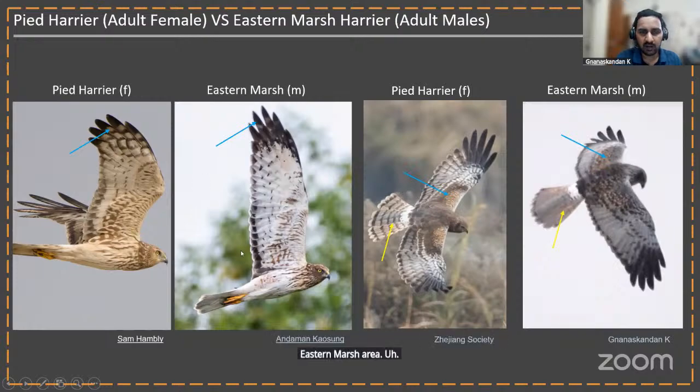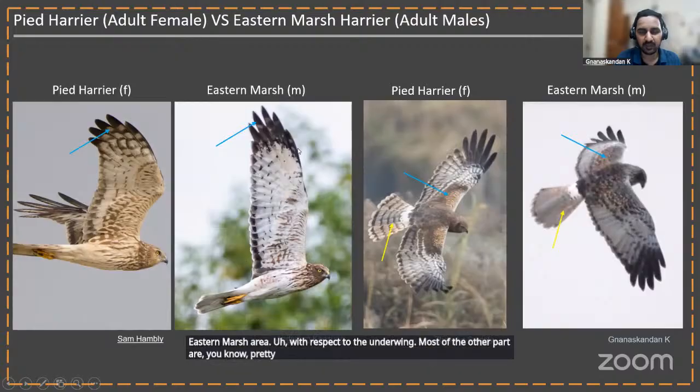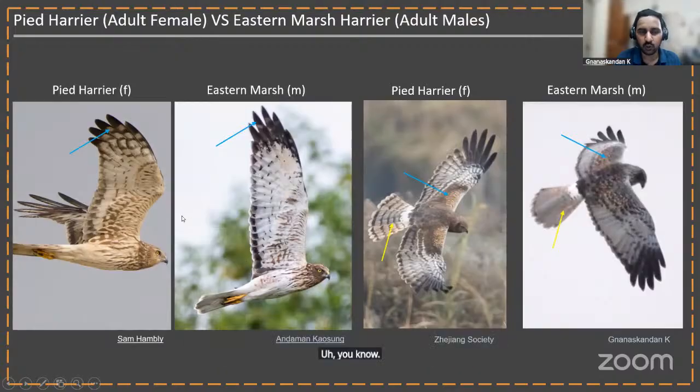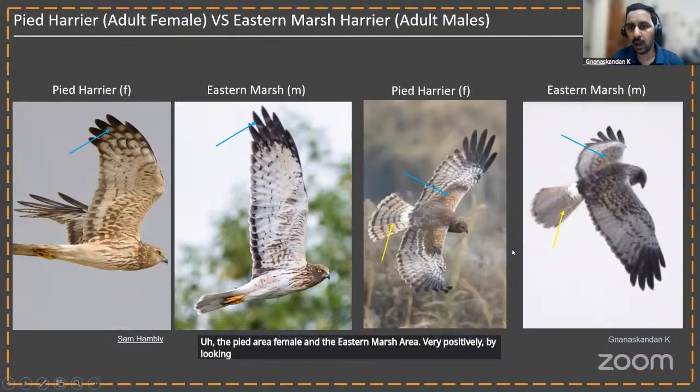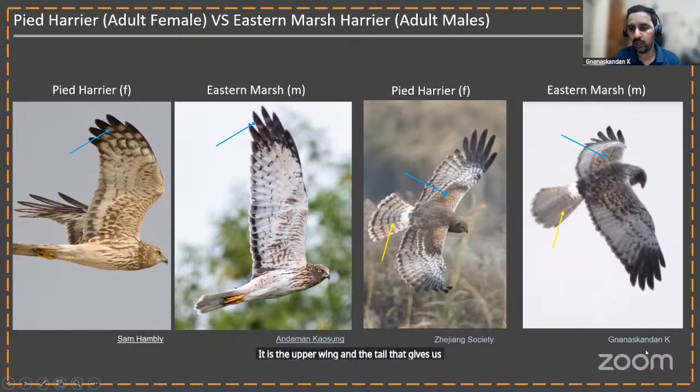With respect to the underwing, most of the other parts are pretty much matching. So the way that we can conclude the Pied Harrier female and the Eastern Marsh Harrier very positively is by looking at the upper wing. It is the upper wing and the tail that give us the concluding clues to have the Pied Harrier female and the Eastern Marsh Harrier separated.